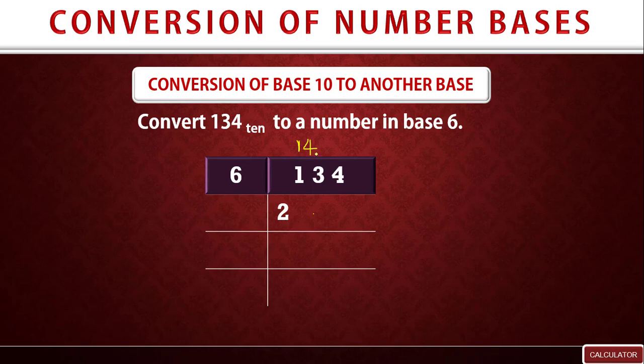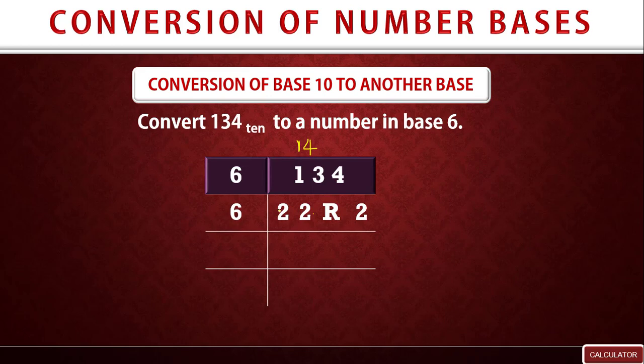6 will go in 14 2 times. And then what is remaining? Okay, 6 times 2, that gives 12. 14 minus 12, that's going to give 2. So since there is no other digits left after this 4, then we just say remainder the 2. The next thing now, we are dividing through repeatedly by 6. So we have to divide this 22 also by 6 again.